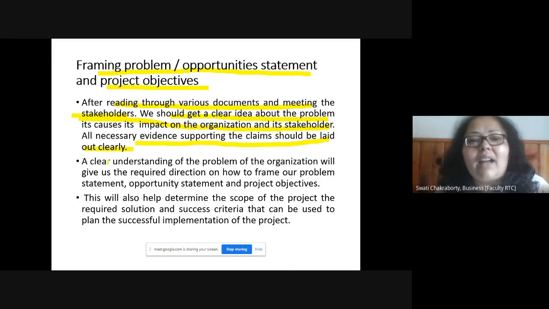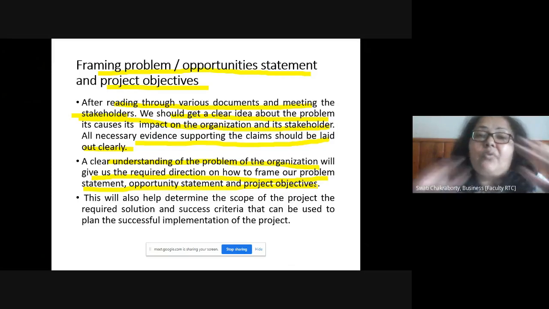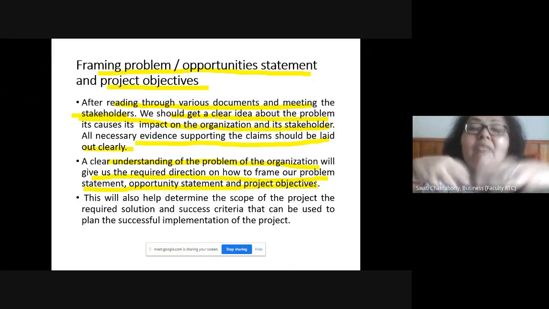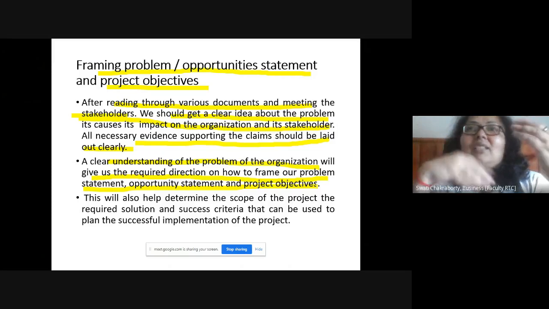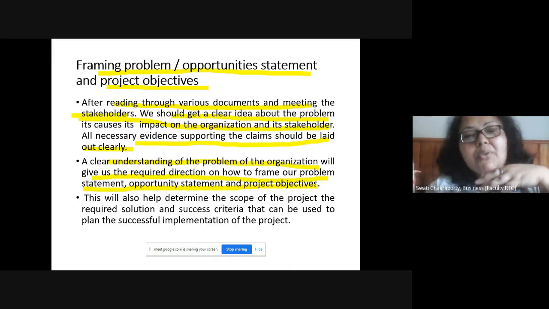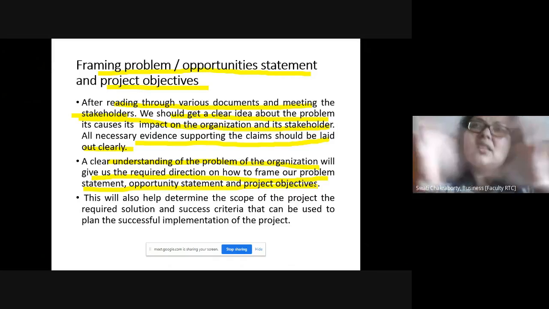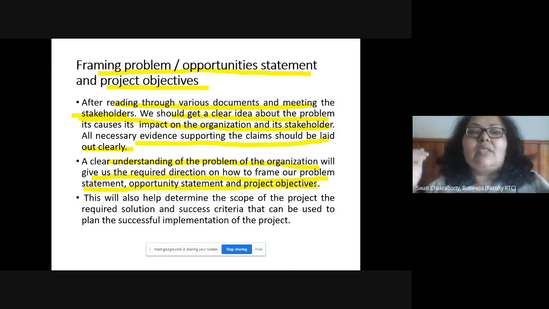And a clear understanding of the problem of the organization will help you go in the required direction, will show you the path, and how to go about framing the problem statement, opportunity statement, and project objectives. So when you analyze all these documents, when you interact with the various stakeholders, you talk, and with all the evidence that is there, from there you can understand what the problem is, or what the opportunities are, or the objectives, and that's how you frame your research problem.